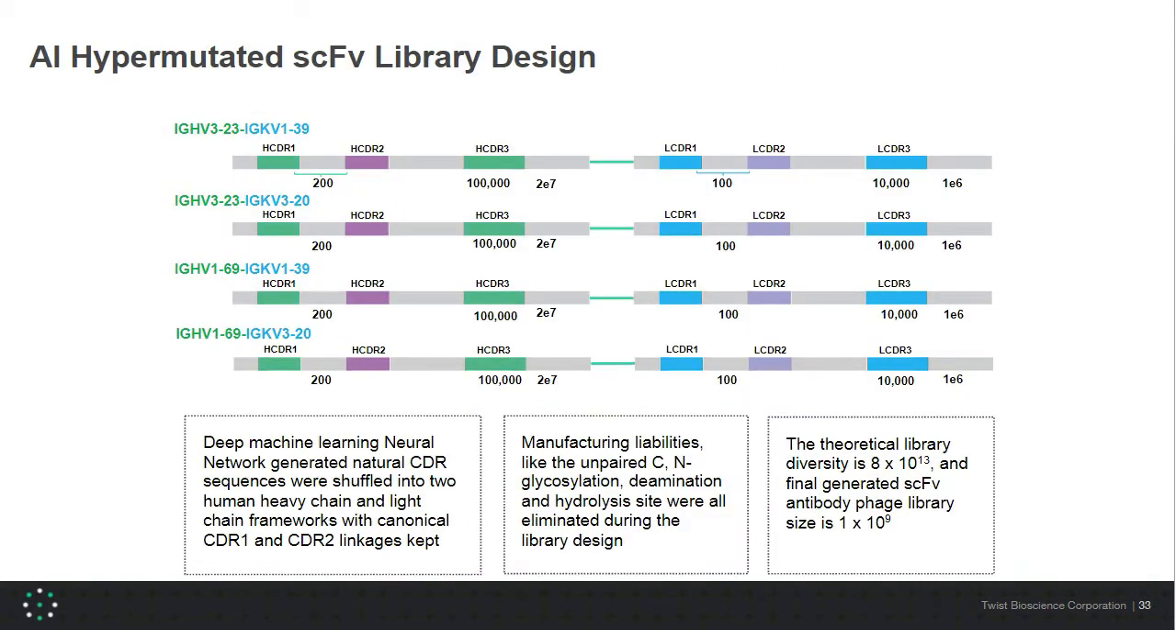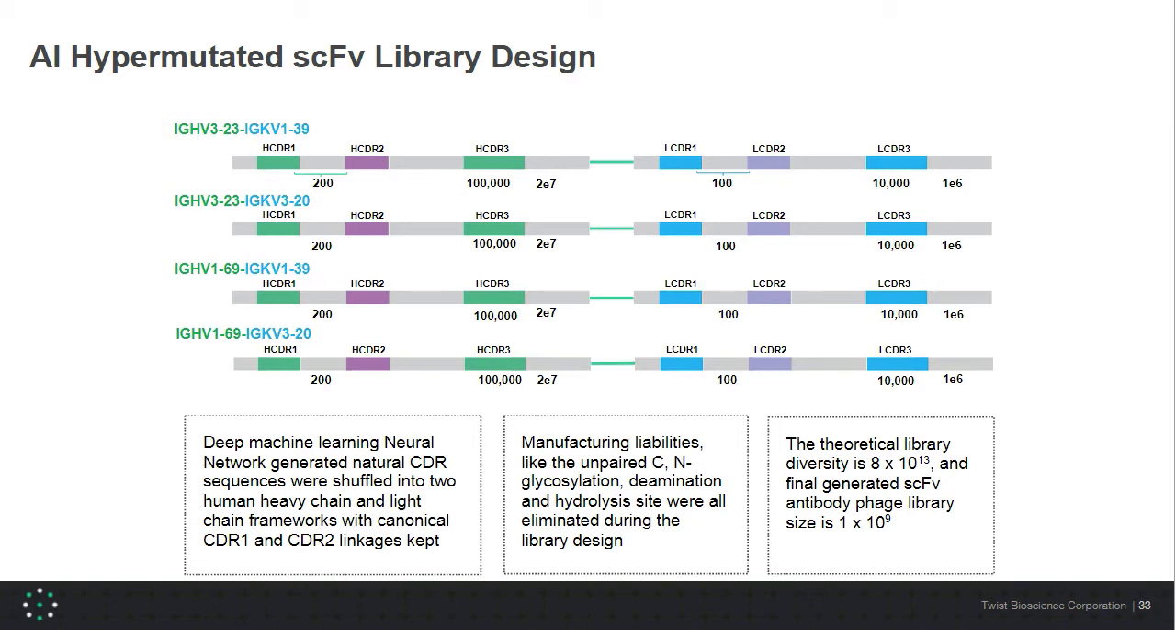Secondly, our second new library, which is our AI Hypermutated scFv library. Here, unlike the previous, we're using multiple human heavy chain as well as light chain scaffolds. Here we also did something quite unique, where we started with this database of over 100,000 simulated antibody sequences. And unlike in our previous libraries where we naturally shuffle all 6 CDRs at once, here we're able to take advantage of our long oligo synthesis technology, and make oligos that encode for heavy chain CDRs 1 and 2 as well as light chain CDRs 1 and 2 together.